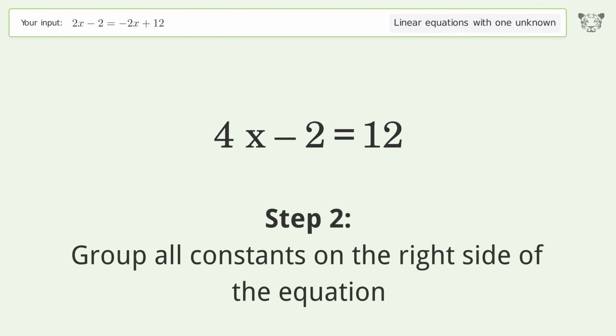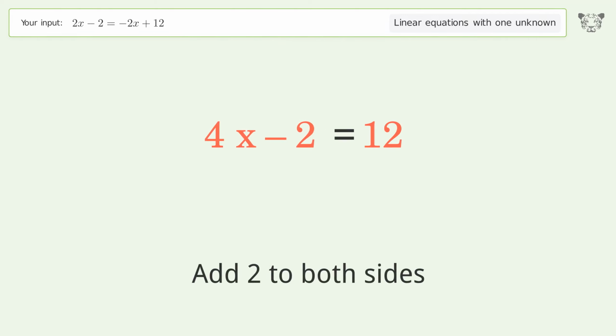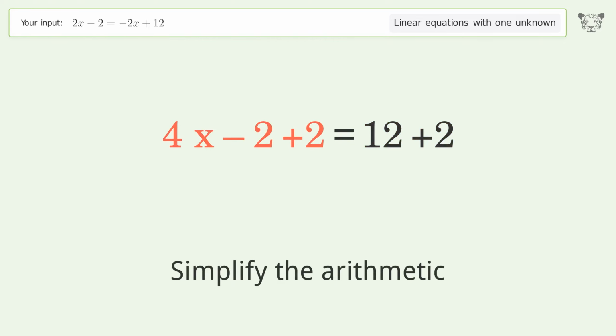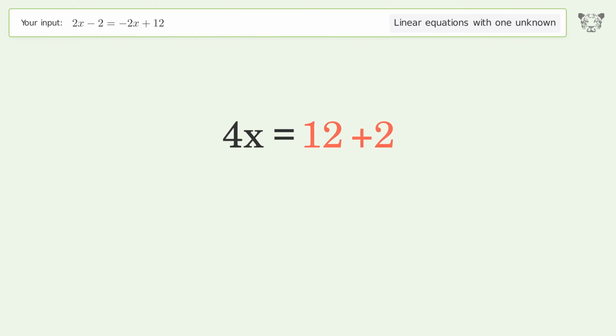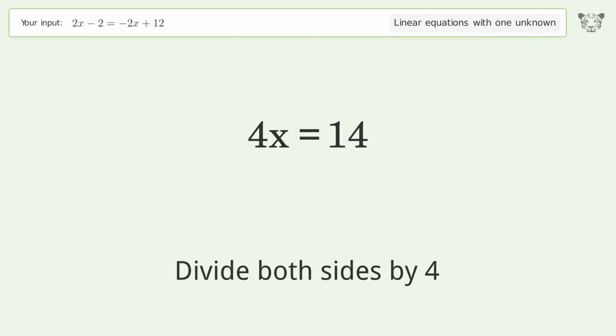Group all constants on the right side of the equation. Add 2 to both sides. Simplify the arithmetic. Isolate the x. Divide both sides by 4.